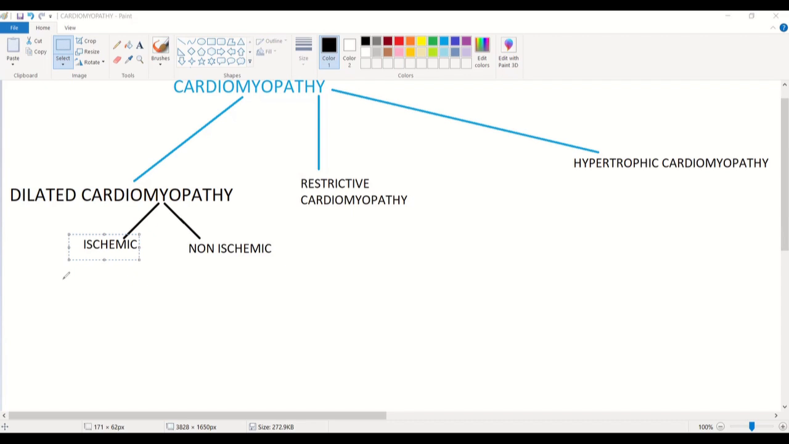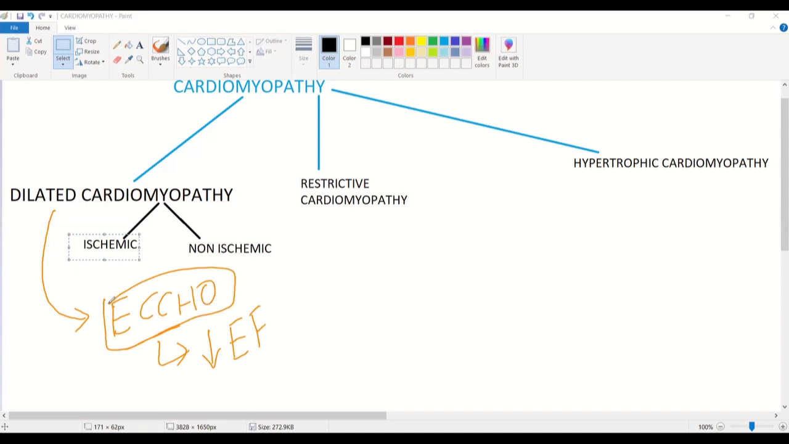So, dilated cardiomyopathy, which is the best investigation? Echo. Echo shows decreased ejection fraction. It also shows the thickness and the size of the cavities as well. The investigation is echo.